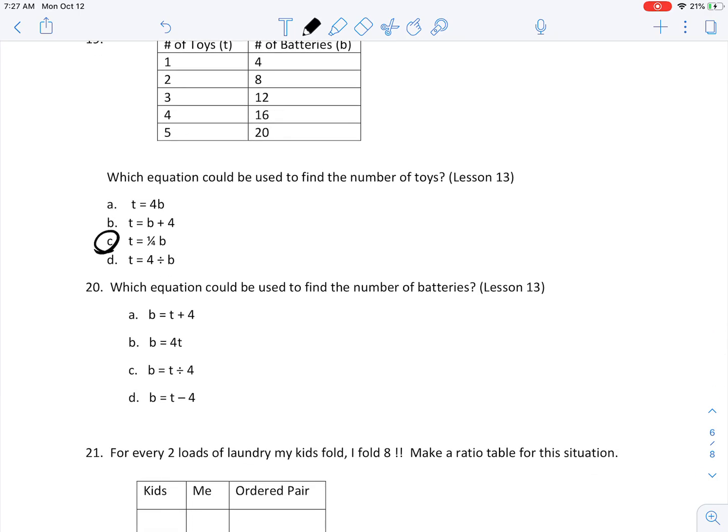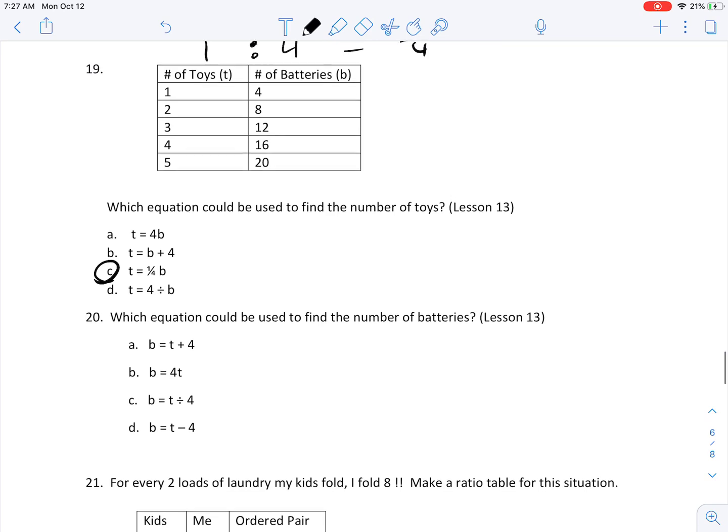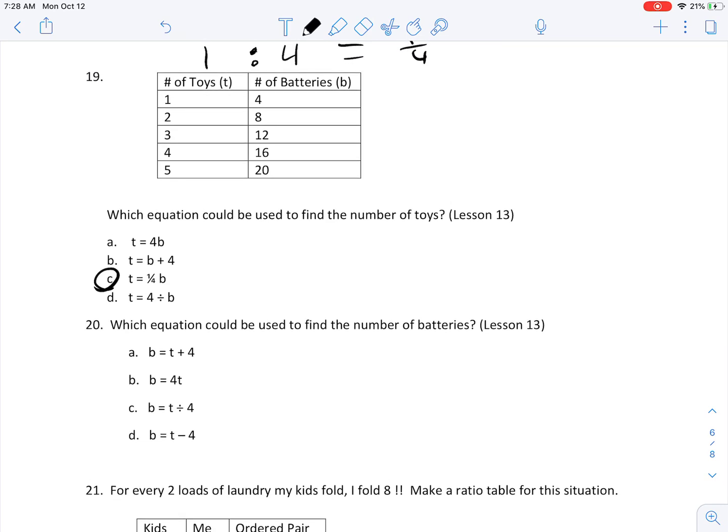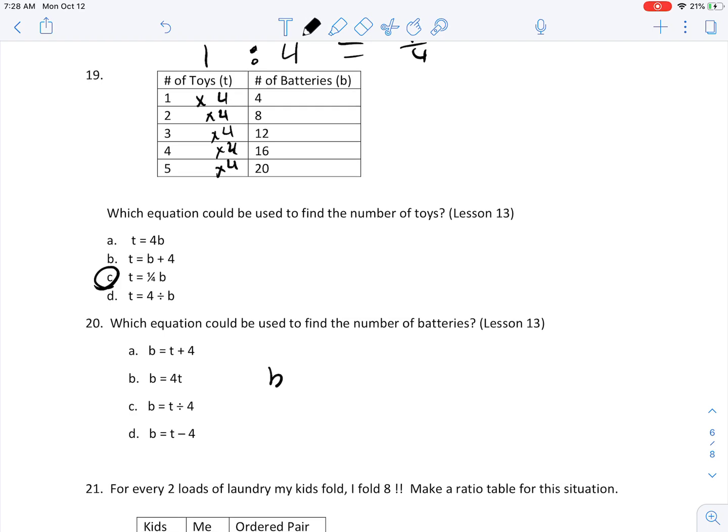Number 20, which equation could be used to find the number of batteries? Okay, what are you doing to T to get the number in the batteries column? Well, we are just multiplying by 4. That is the relationship. Multiply by 4. So we are going to do B equals 4T.